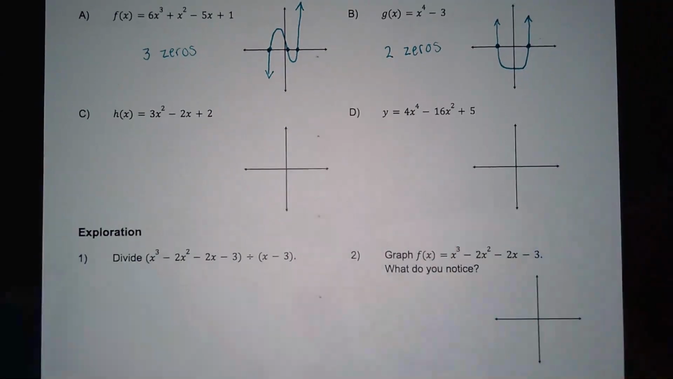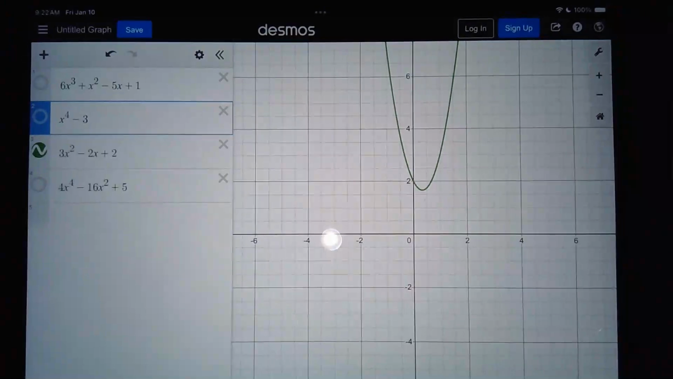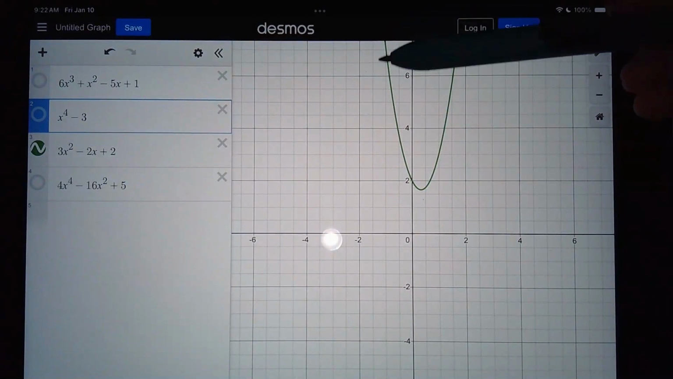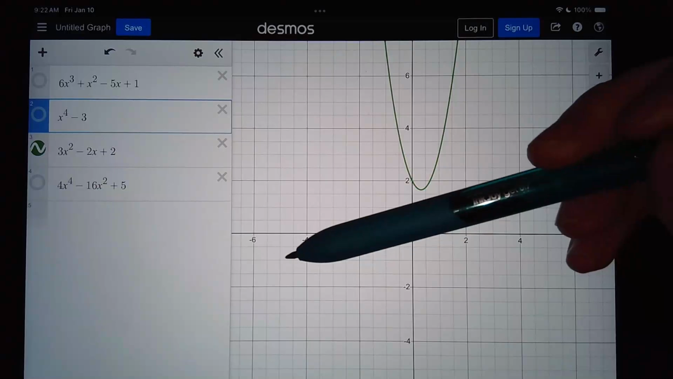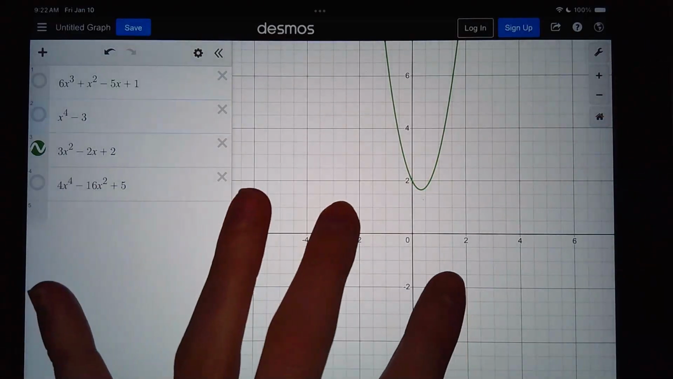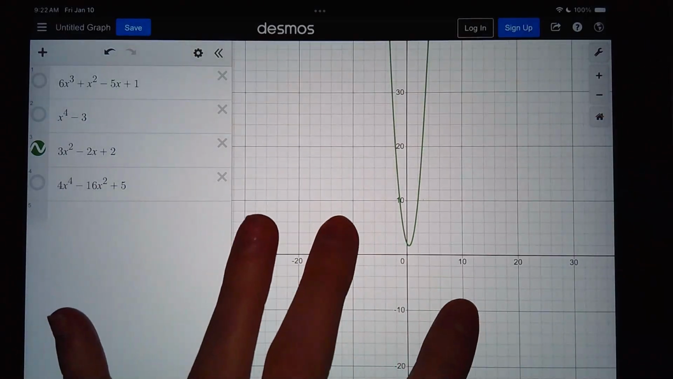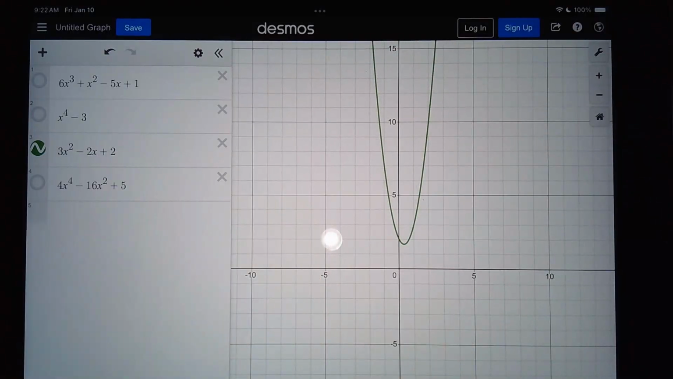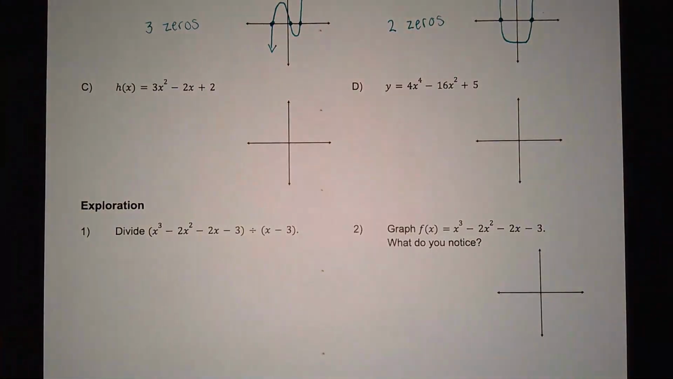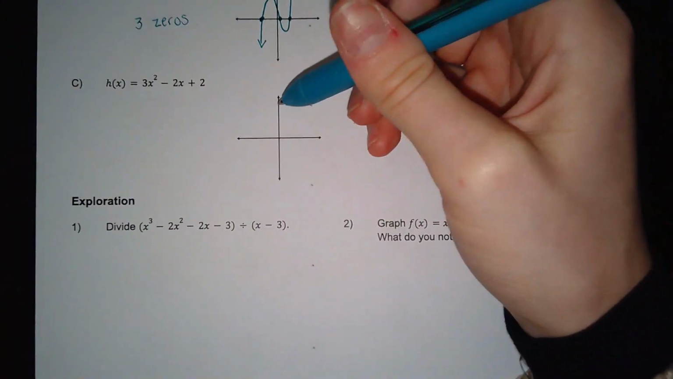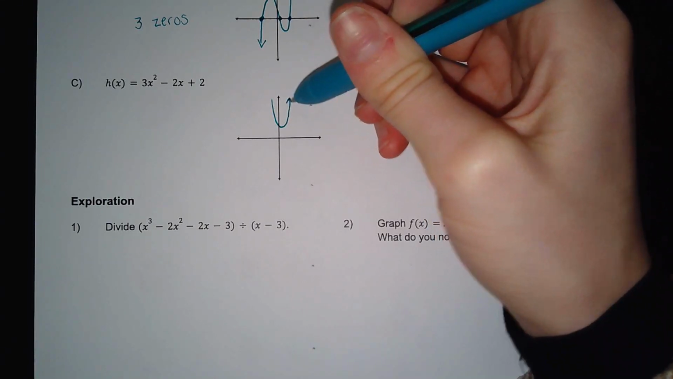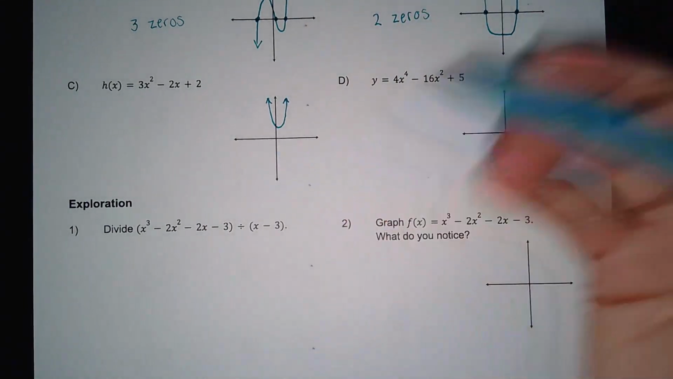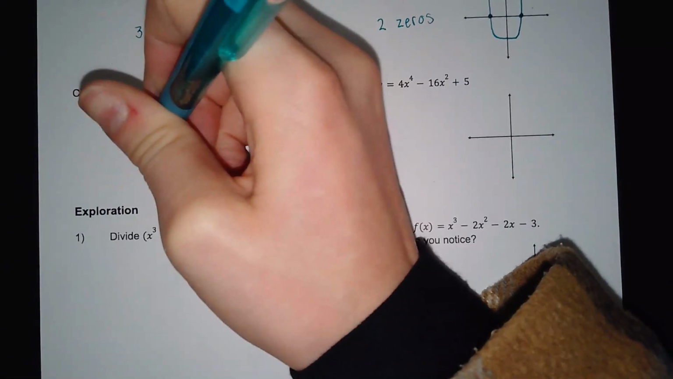We'll take a look at C. That's going to be this. Now, here we know with this graph that it doesn't cross the x-axis at all. I could zoom out a little bit just to check and make sure that that is in fact true. And it does not cross the x-axis. That means that there would be no zeros for this graph. So when I sketch my graph, I see that it doesn't cross at all, so that would be none.